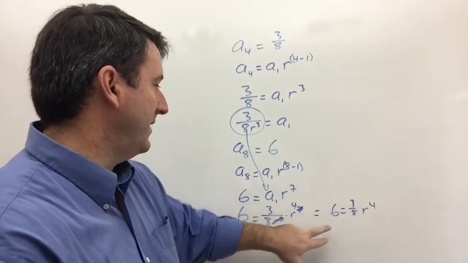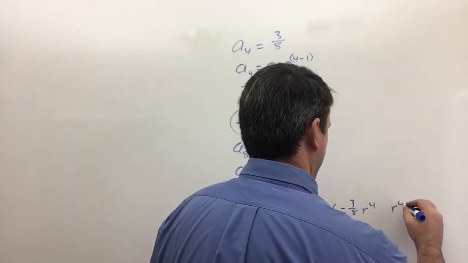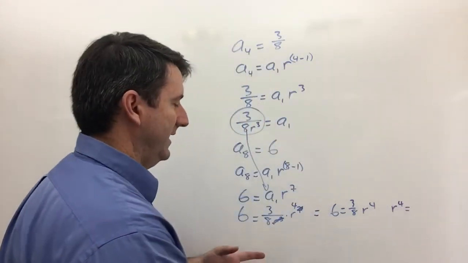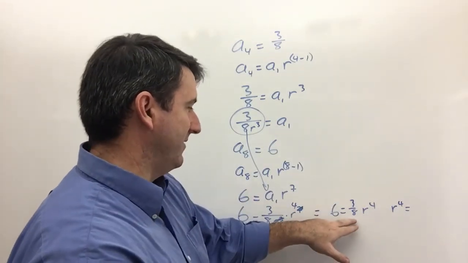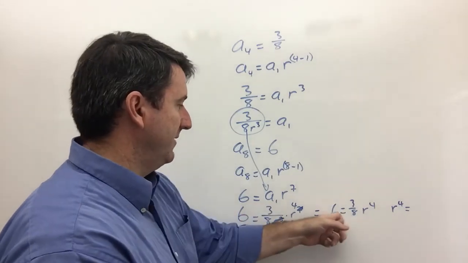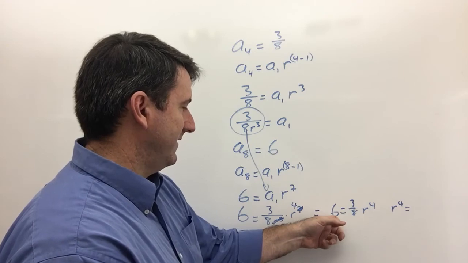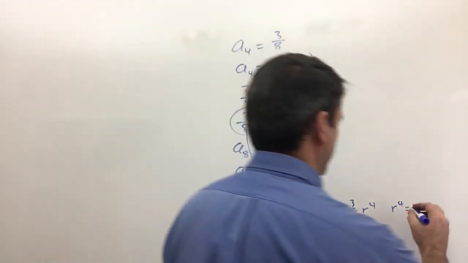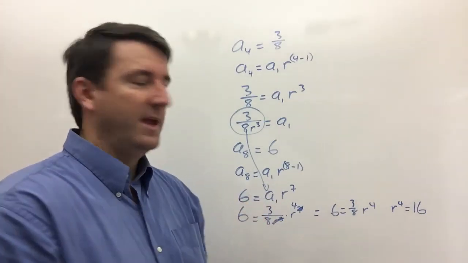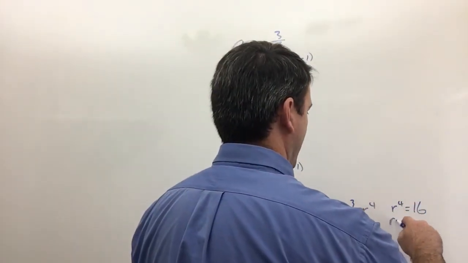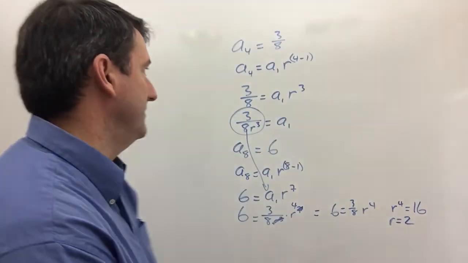And then if we multiply both sides by, sorry, we're going to multiply both sides by 8/3. We're dividing by 3/8. So if we multiply by 8/3 here, we're going to get, let's see, 6 divided by 3 is 2 times 8 is 16. So r to the 4th is 16. And then if we take the 4th root of both sides, we're going to get that r is equal to 2. So our common ratio is 2.